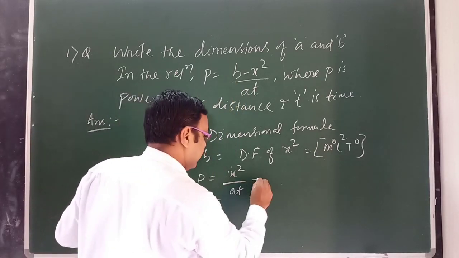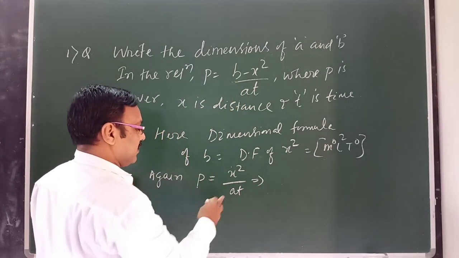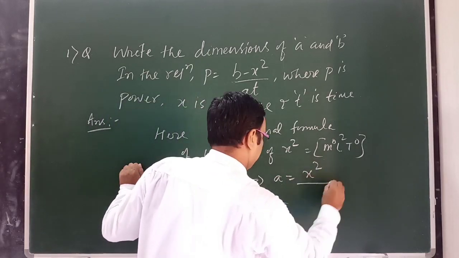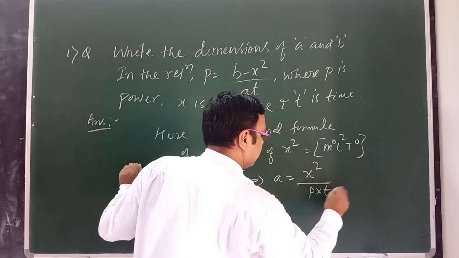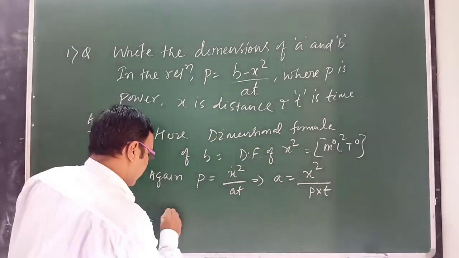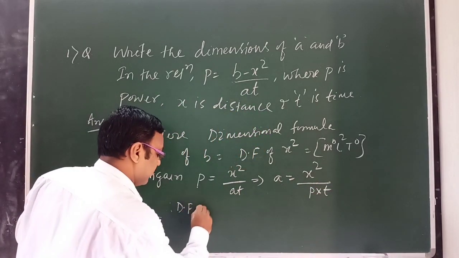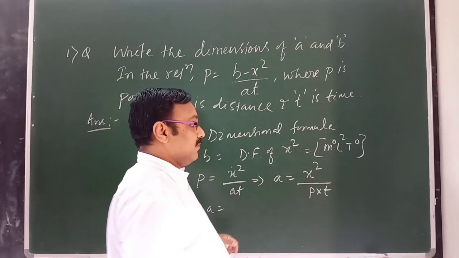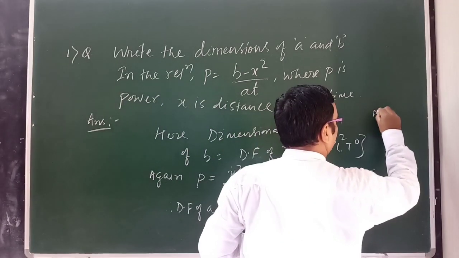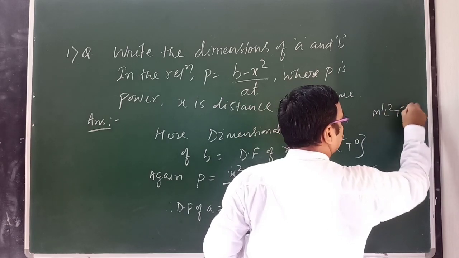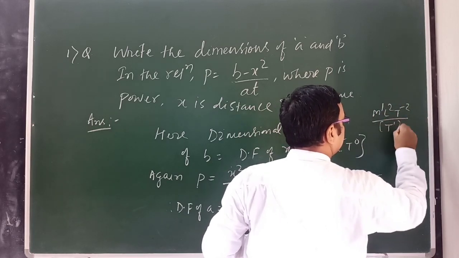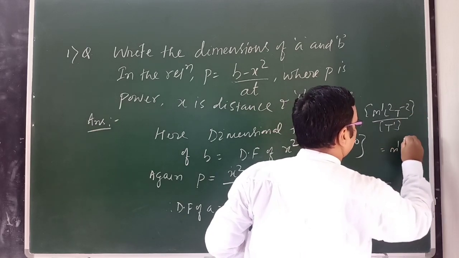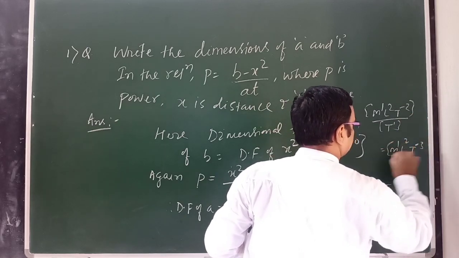Okay, so from that we have to find the dimensional formula for A. So A will be equal to x square by P into T. Therefore dimensional formula of A equals x square by P into T. P means here the given power. Power means work by time. So work, you know, is M1 L2 T minus 2, divided by time T to power 1. So when it goes up, it becomes M1 L2 T minus 3. So this is your power.